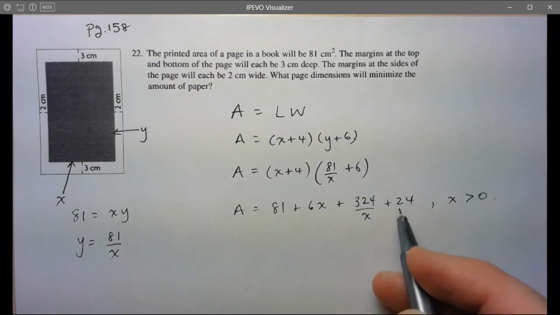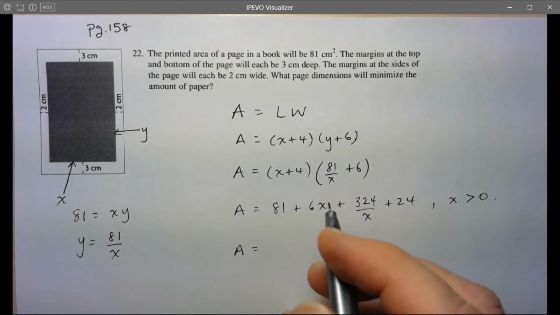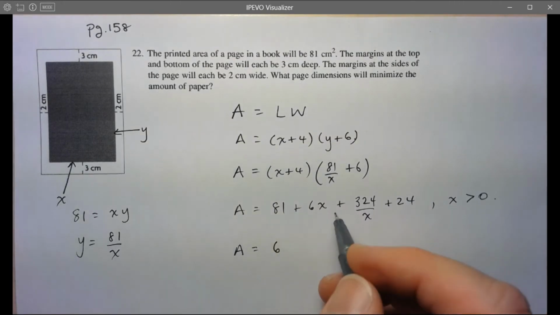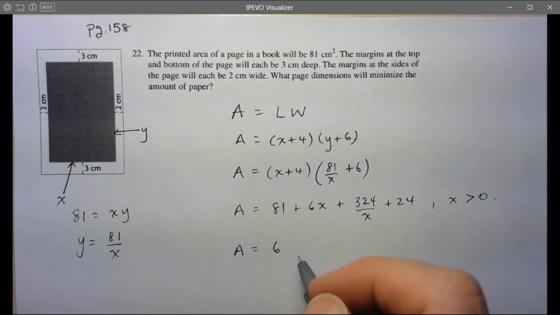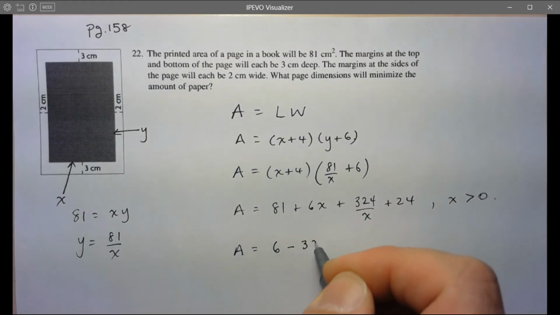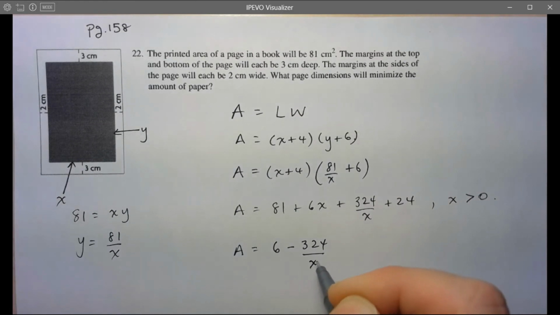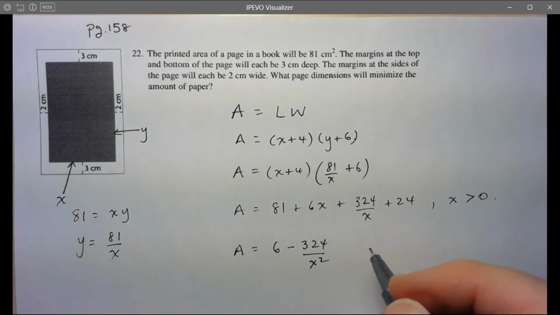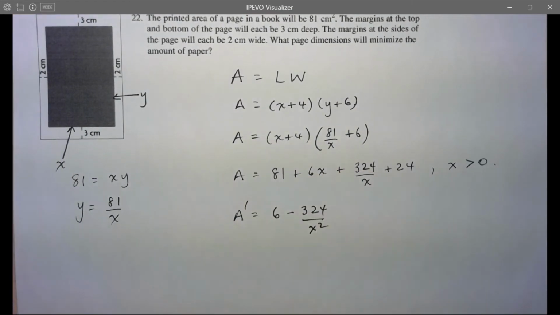So let's now take the derivative. Here we've got the derivative of 81 is 0, and the derivative of 6x is just 6. Here, this is 324 times x to the negative 1, so it's going to be negative 324 times x to the negative 2, so that'll just be x squared in the denominator. And then plus 0. Sorry, that's the derivative.